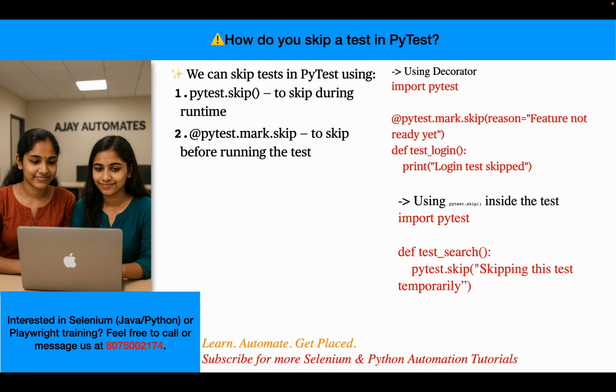The next question is, how do you skip a test in PyTest? We can skip a test using the pytest.skip annotation during runtime. Also we can use the marker pytest.mark.skip to skip a test before running that particular test. These are the two ways to skip a test in PyTest.